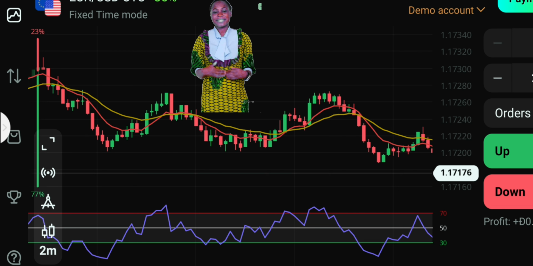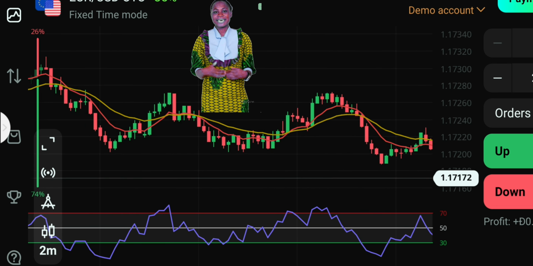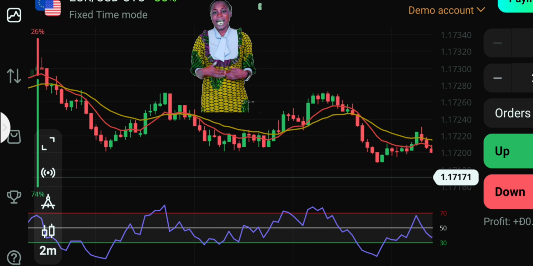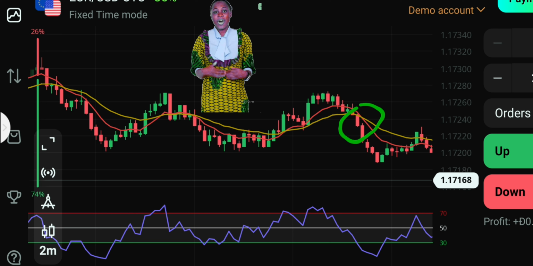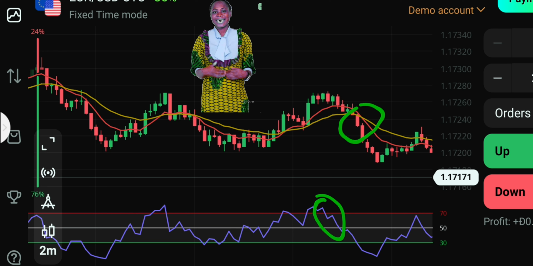You see where the EMA 9 and the EMA 21 cut across. The EMA 21 is above EMA 9, and you can see that the RSI is on 70. You can decide to take a trade of about 7 minutes. Now, these are the confirmations you need to watch out for.